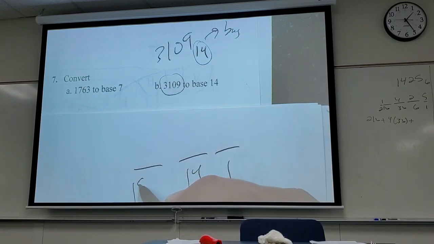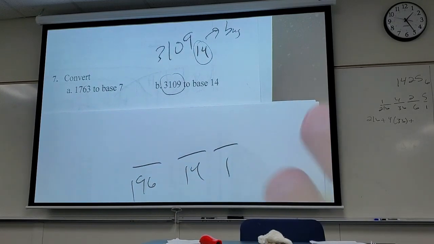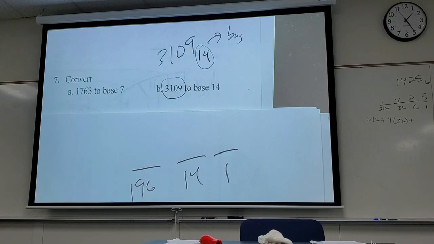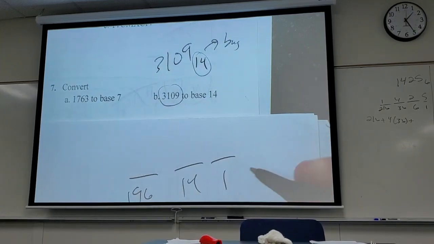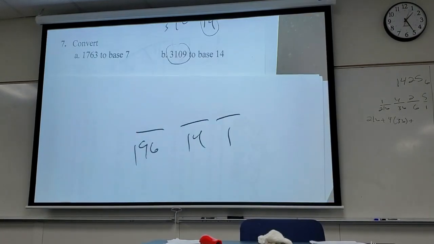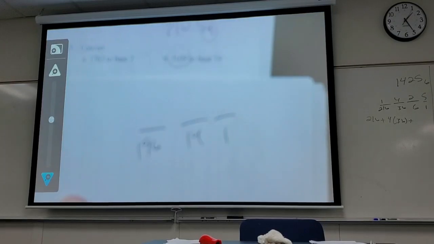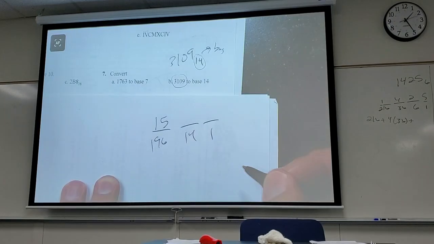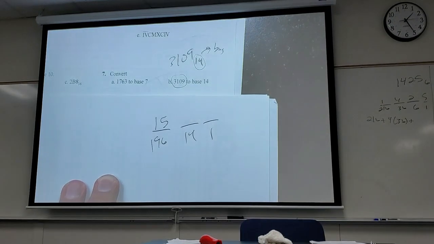So 1, 14, 196. That looks big enough. What's 3109 divided by 196? Somebody help me out. By the way, I'm doing this wrong. I have made a mistake, but I just want to show you what would happen. That would be the first step I take, right? It's 15 and change. Can anybody see why that's already a problem? That should tell me right there I have made a mistake. Why is that a problem?